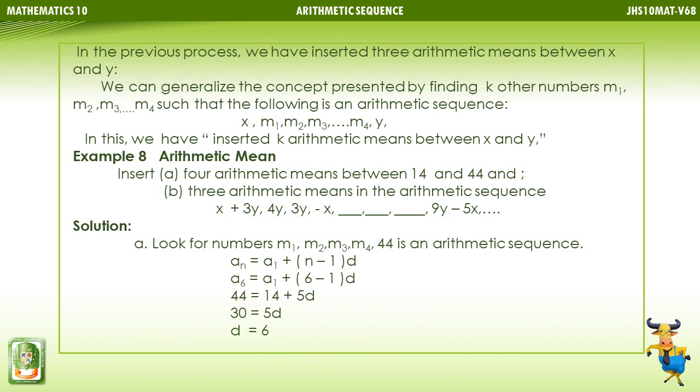A sub n equals a sub 1 plus n minus 1 times d. A sub 6 equals a sub 1 plus 6 minus 1 times d. 44 equals 14 plus 5d. 30 equals 5d. D equals 6.